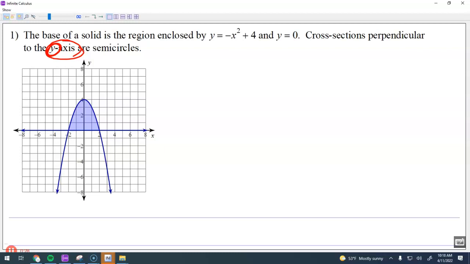So every single thing I put in this equation has to be y. So I can't put in negative x squared plus 4. So I've got to solve it. So subtract 4 from both sides. I'm going to divide by negative first. So I get x squared equals negative y plus 4.